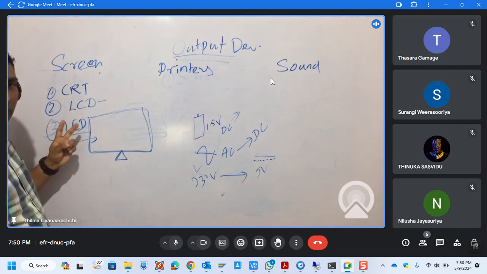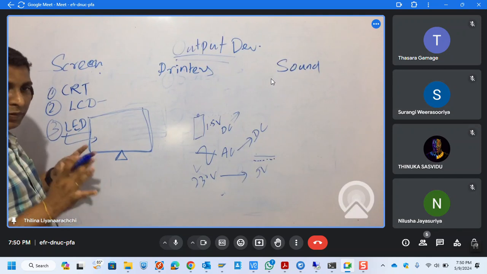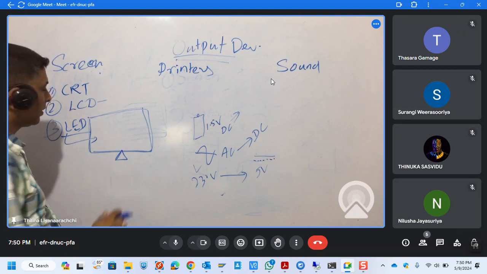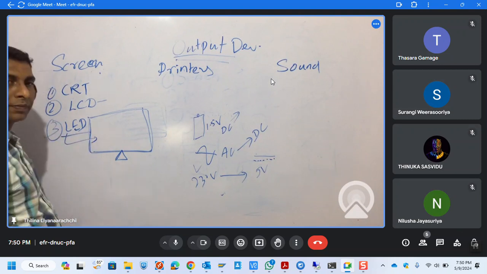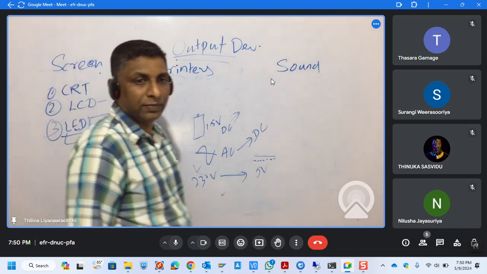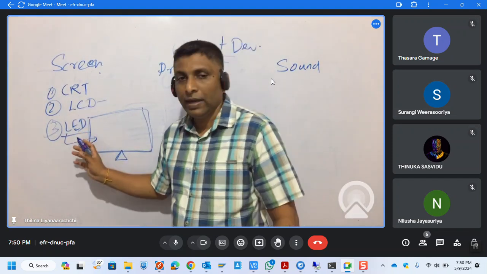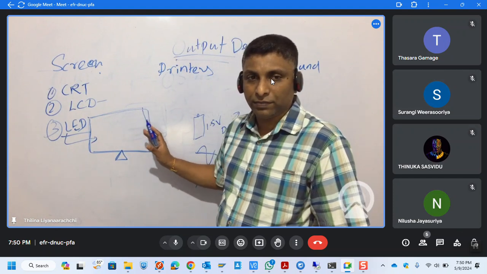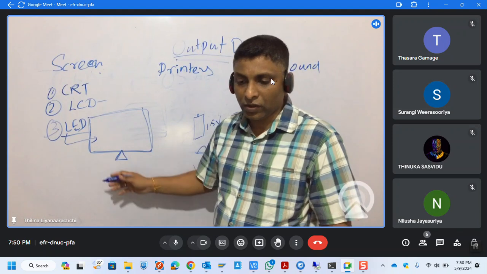Both are very similar, right? With LED they could further bring it smaller, slim, right? And very high clarity compared to these two. LEDs can generate very high quality graphics, right? So those are the technologies, right?